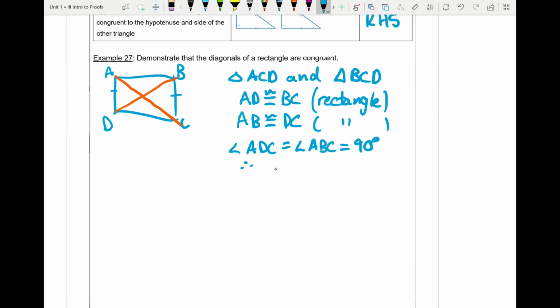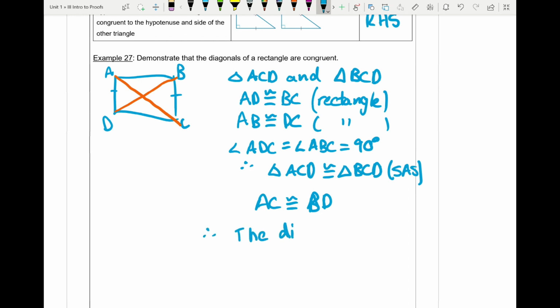Therefore, we have that the 2 triangles ACD and BCD have to be congruent. So if they're congruent by side, angle, side, we have that their hypotenuses are also congruent. So we get that AC is congruent to BD, therefore the diagonals are congruent. So what we've seen there is by breaking down quadrilaterals into triangles, we can often apply our congruent triangle theorems to also show that the sides, or in this case the main diagonals, are also congruent.